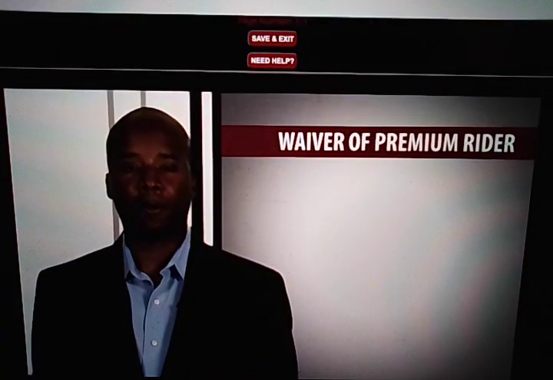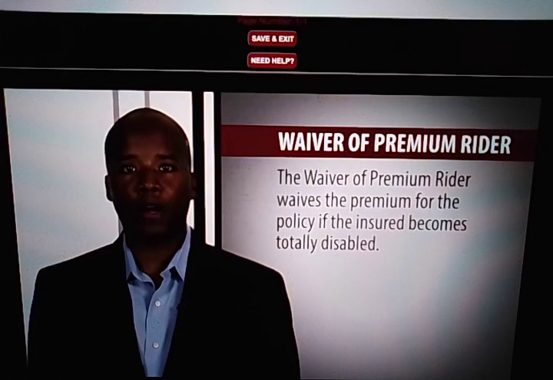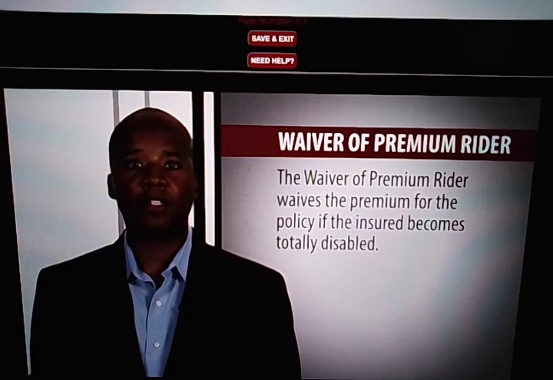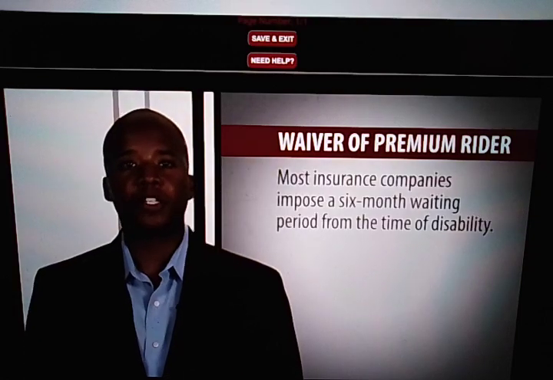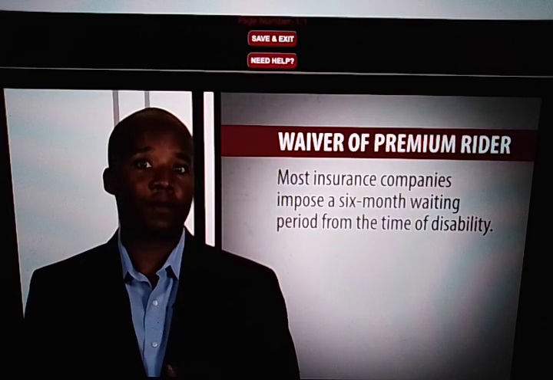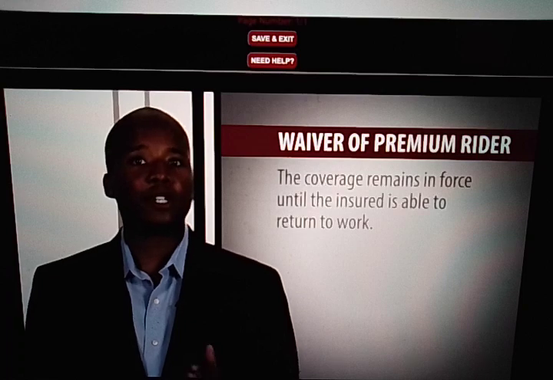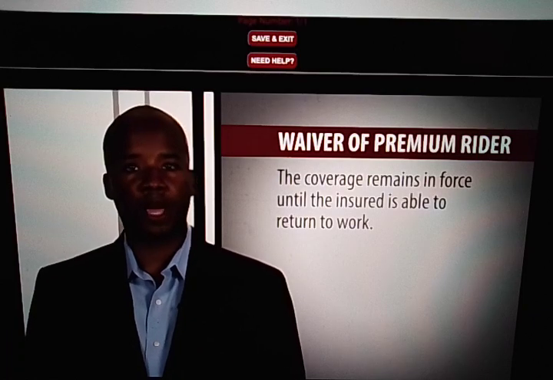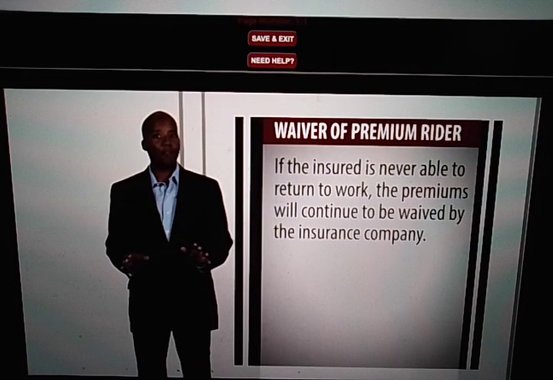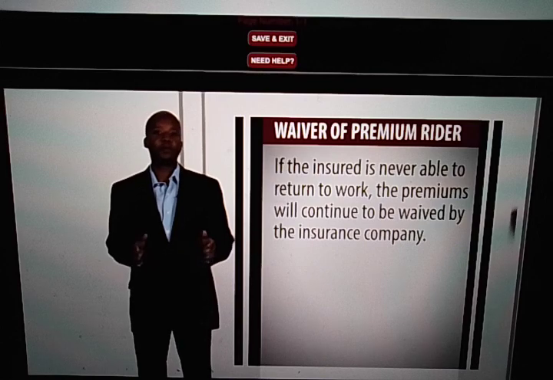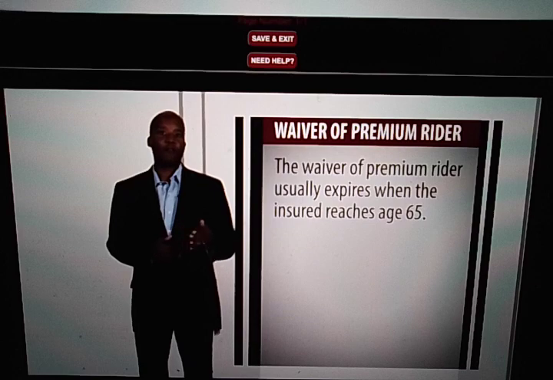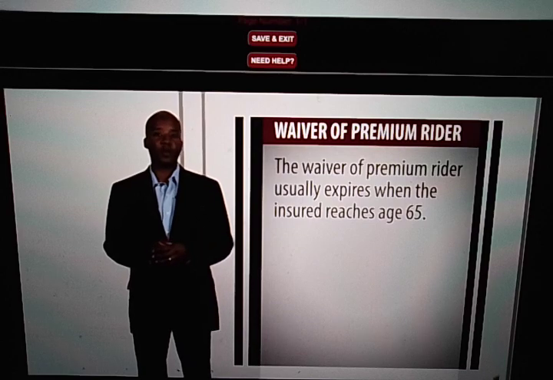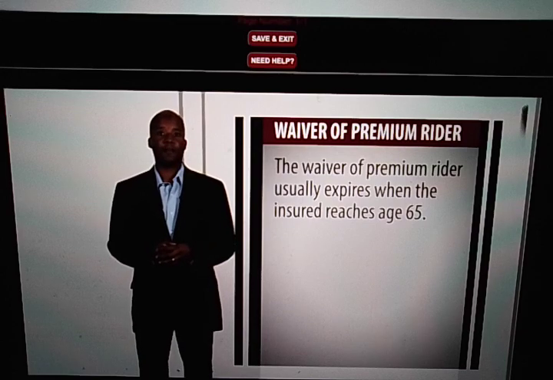Waiver of premium rider. The waiver of premium rider waives the premium for the policy if the insured becomes totally disabled. Most insurance companies impose a 6-month waiting period from the time of disability. The coverage remains in force until the insured is able to work. If the insured is never able to return to work, the premiums will continue to be waived by the insurance company. The waiver of premium rider usually expires when the insured reaches age 65.